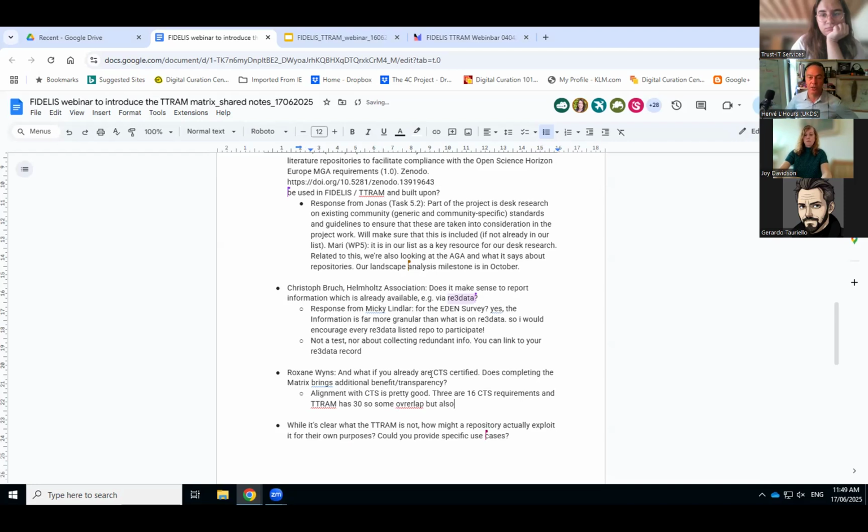As I said, it's not a test. You don't have to type this in 12 times. But there are areas of, for instance, workflow management that you might think about that aligns closely with Core Trust Seal.